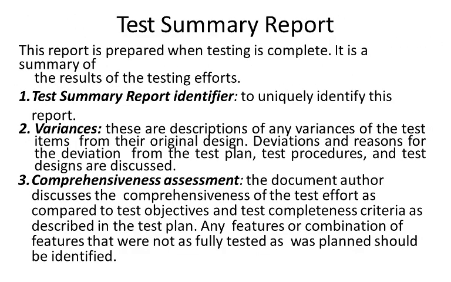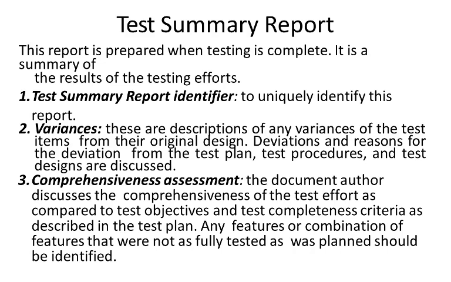The next document is the test summary report. This is prepared when testing is completed, and it is a summary of the results of the testing. Here also many formats are available. First is the test summary report identification: put here a unique identification report number. Then variances: describe any variance of the test items from the original design, the deviations, and the reasons for the deviations from the test plan, test procedure and test design.